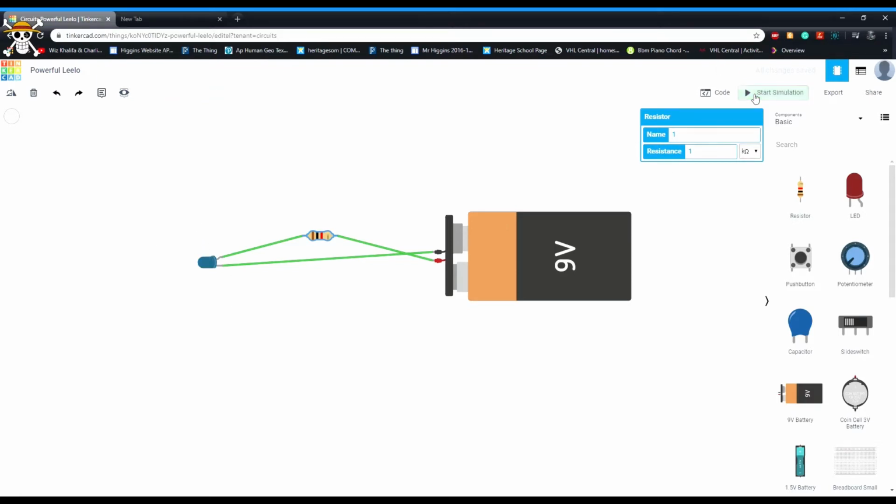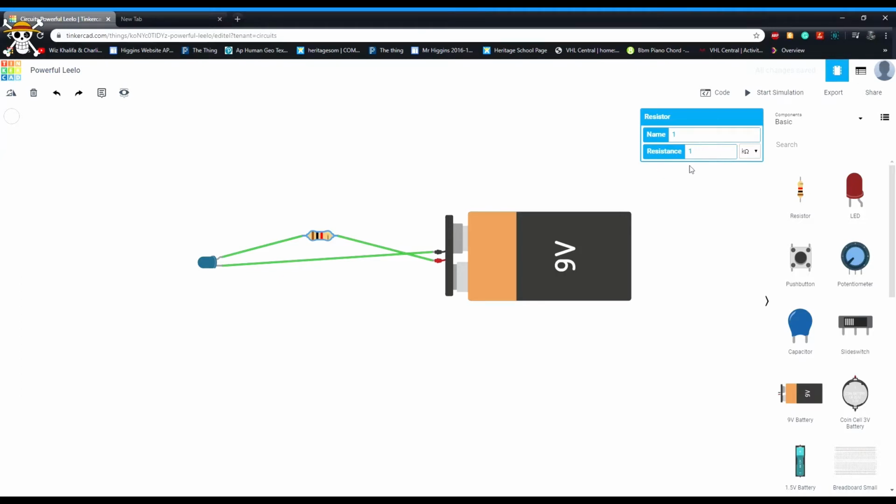Now, we talked last time about how the resistor is color coded and tells you how much resistance it has. Well, if you look over here, you can change the resistance. It's in kilo ohms, and you can change it to ohms or mega ohms. So it's 1 kilo ohm, which means it's 1,000 ohms. Resistance is measured in ohms.